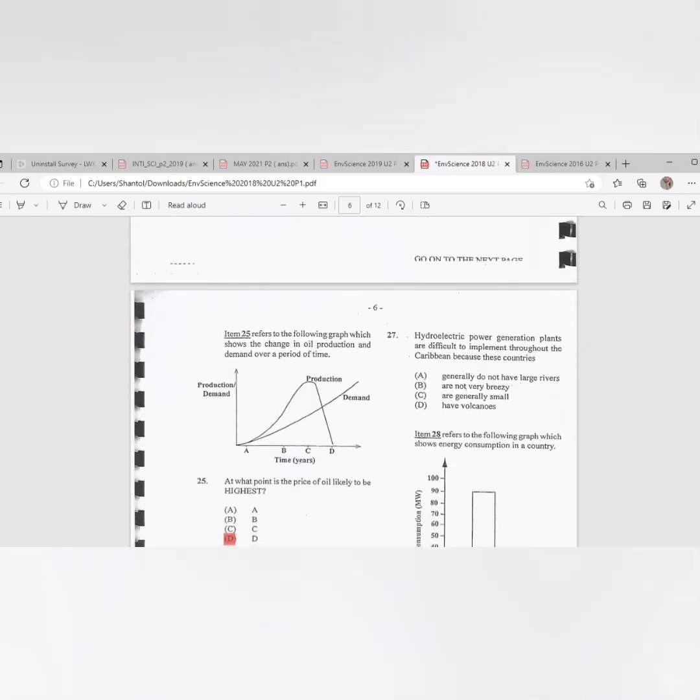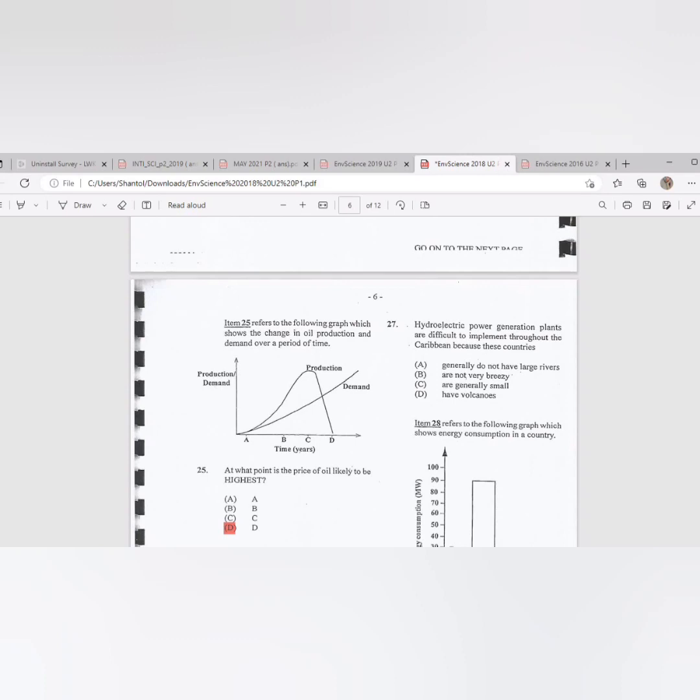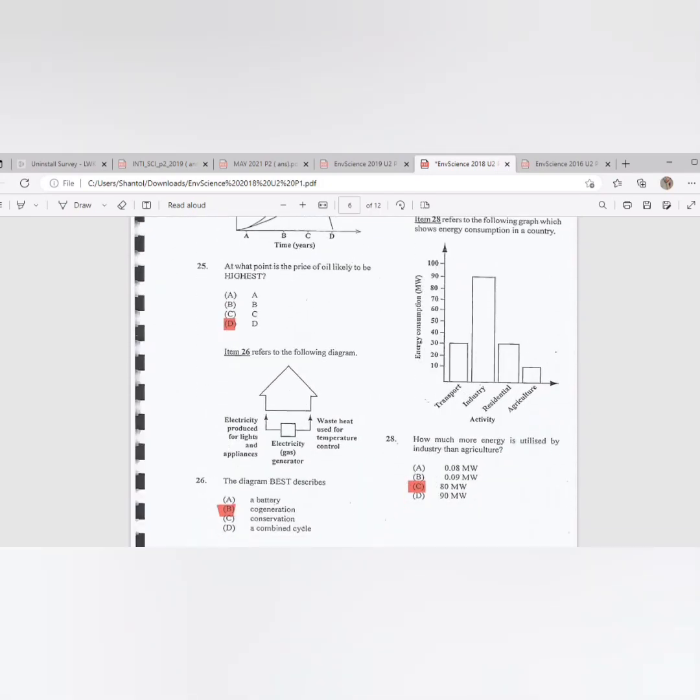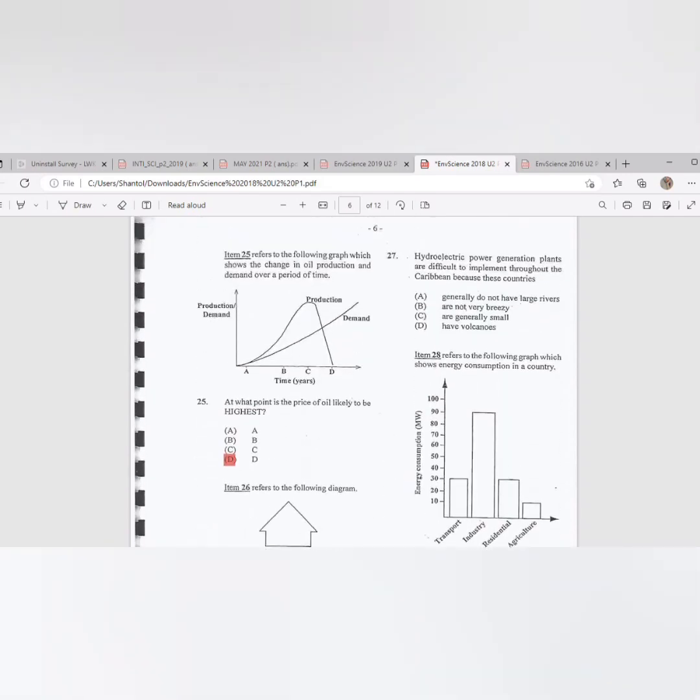Item 25 refers to the following graph, which shows the change in oil production and demand over a period of time. At what point is the price of oil likely to be highest? The answer is D. 26 refers to the following diagram. The diagram best describes B, cogeneration. 27. Hydroelectric power generation plants are difficult to implement throughout the Caribbean because these countries A, generally do not have large rivers.